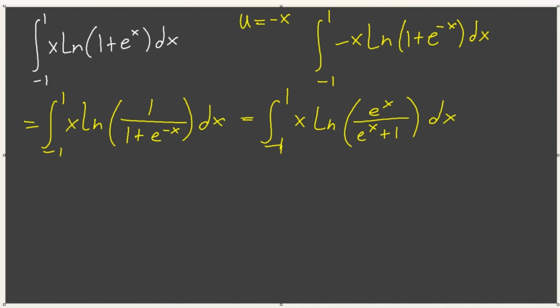But now look, what happens if we add these two integrals together? By the logarithm rule, when we add them together, thankfully we have the x, so we can put it together. We get ln of 1 plus e to the x times e to the x plus 1. This cancels out, and we're left with e to the x. ln of e to the x is x, so this whole thing is x. We get x squared dx.